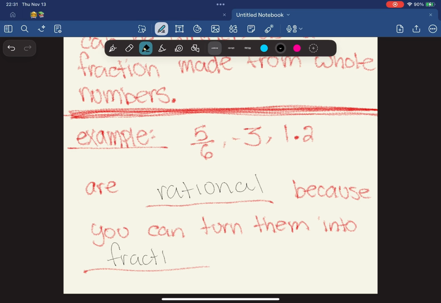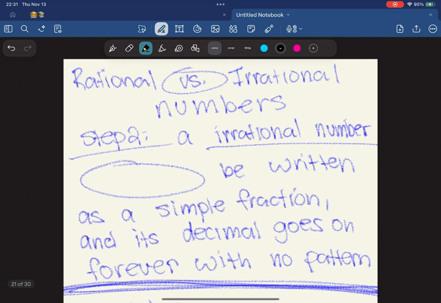We see that 5/6 is already a fraction. -3 can be -3 over 1. So for irrational numbers, this number cannot be written as a simple fraction, and its decimal goes on forever with no pattern. So this cannot be a number like 1/3, because it's a decimal that repeats: 0.333333 and so on, which is also represented by 1/3. And it can be other numbers like that that just continuously repeat.